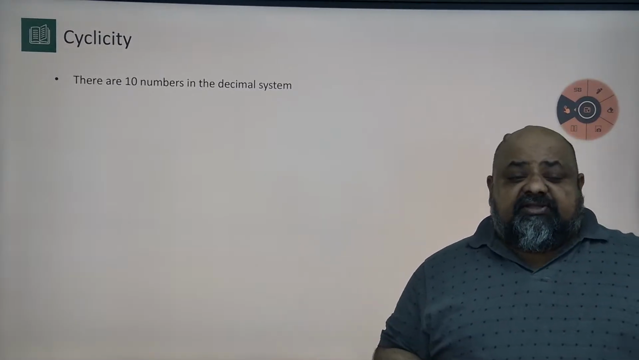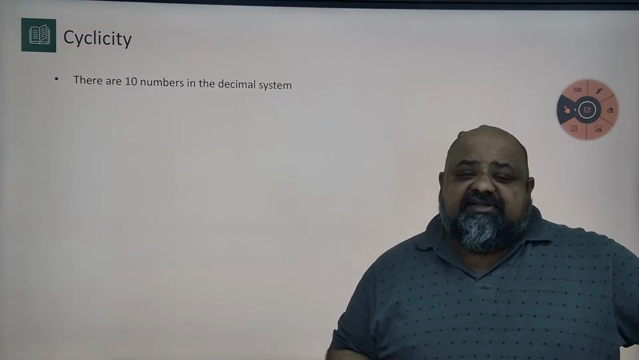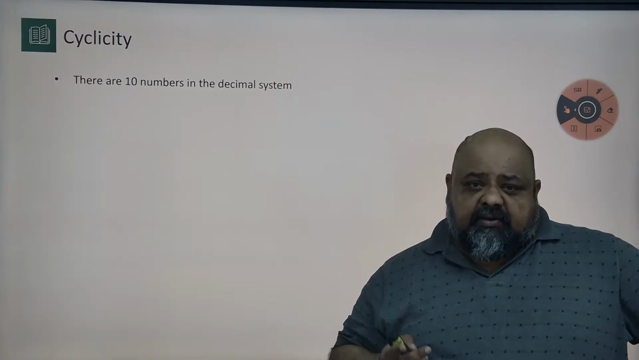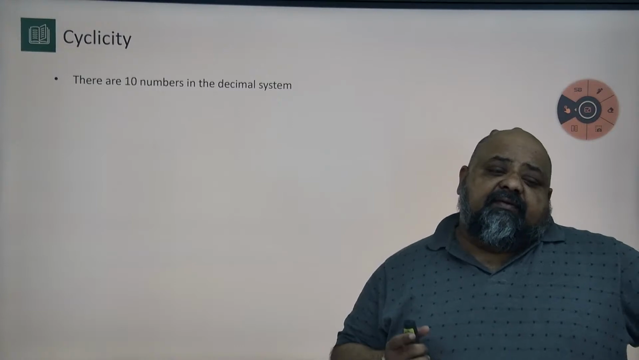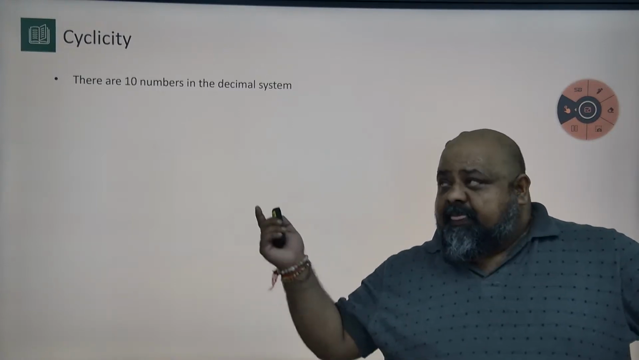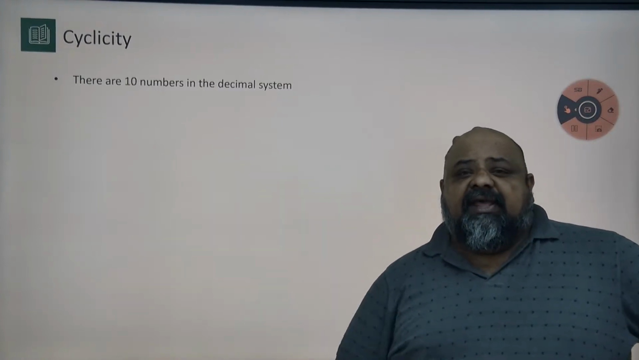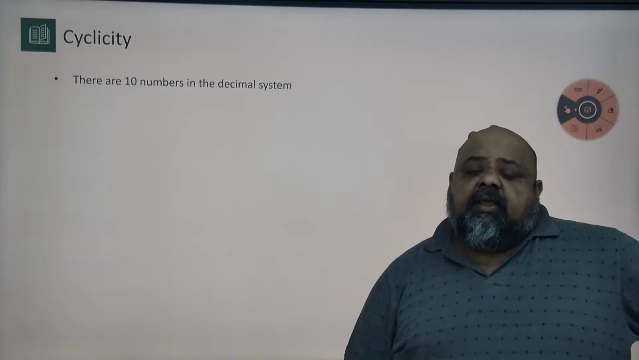There could be other counting systems as well. For example, a system which uses 2 digits, 0 and 1. These are digital systems. It is called binary. I could have a system which uses 8 digits, whatever, right? So in our system, we are using 10 digits to count, 0 to 9.